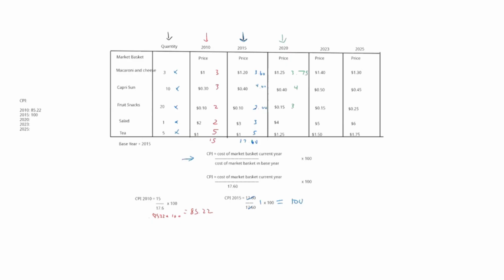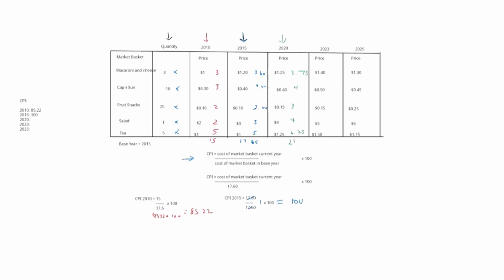1 times 4, which is 4. 5 times 125, which will give us 625. So when we add this together, we're going to get 375 plus 4, which is 775, plus 3, which is 1075, plus 4, which is 1475, plus 625, which is going to give us 21.